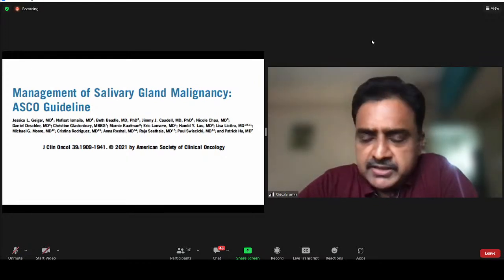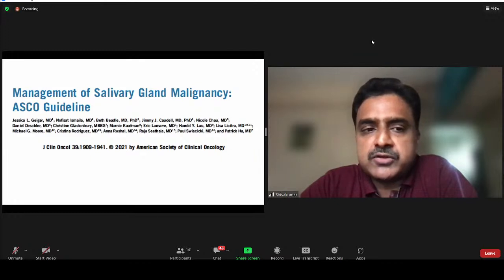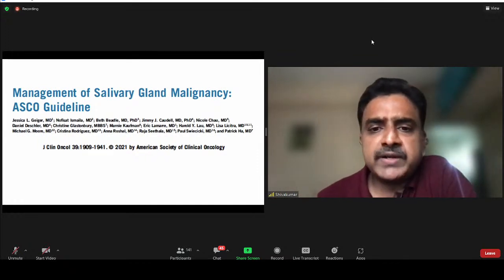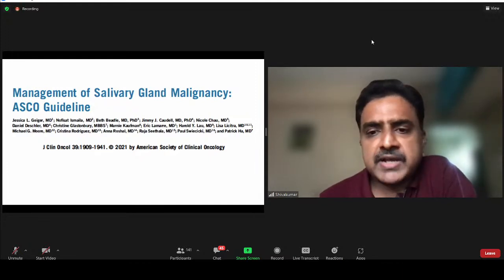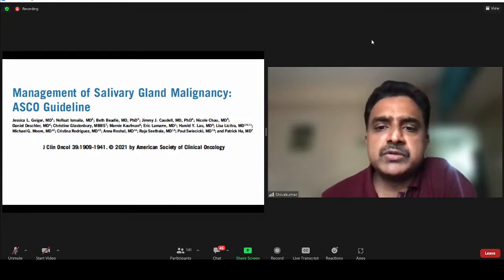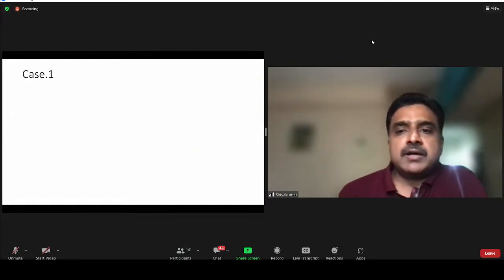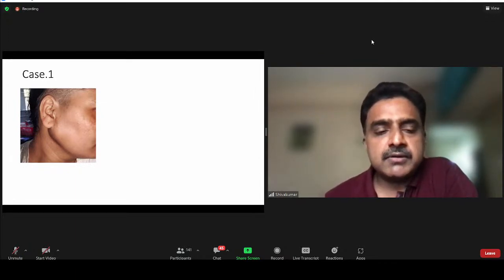So most of the discussion in this particular session is based on the ASCO guidelines, which came up the previous year, just for the postgraduates to go back to and refer. These are helpful guidelines, and they deal with various aspects of the management of salivary gland malignancy per se. But you can also have a fair idea of how to go about handling salivary gland neoplasms in general.